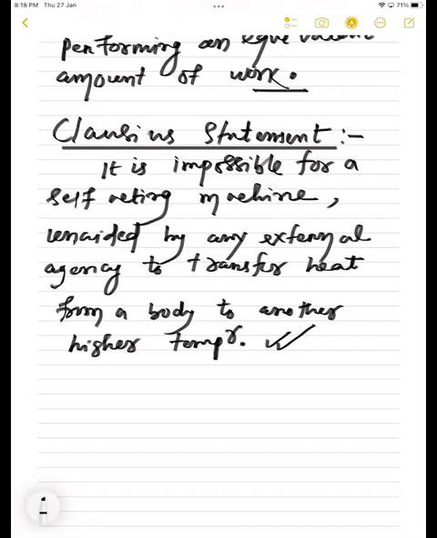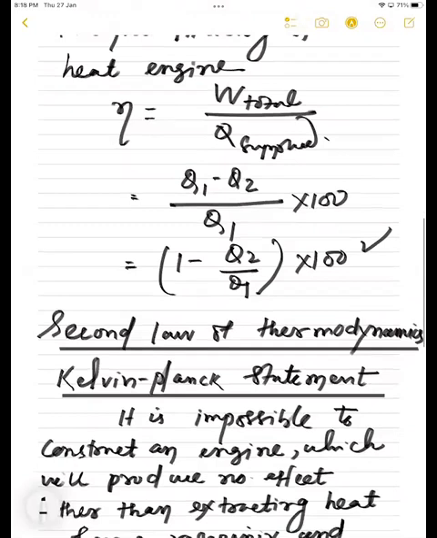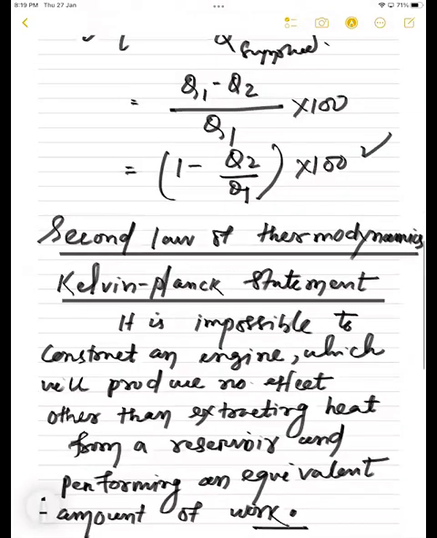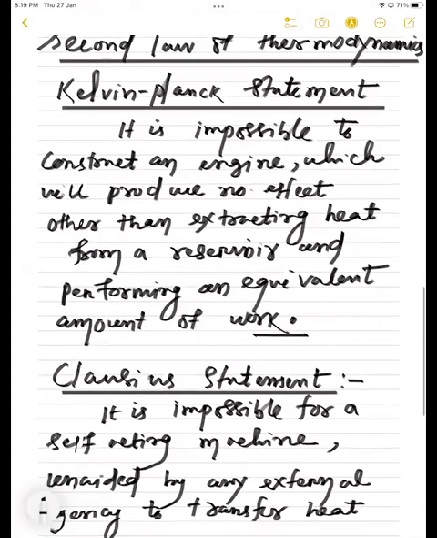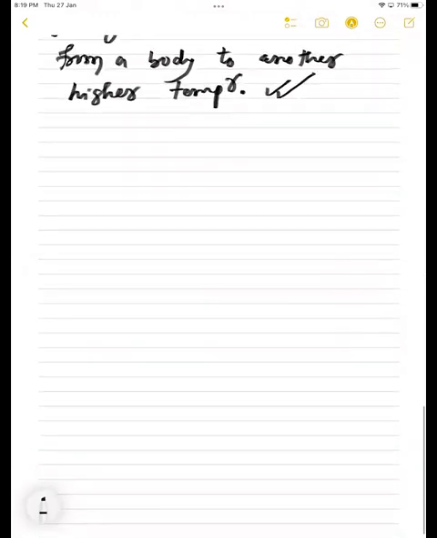That means, students, in a refrigerator, it is the heat supplied divided by the total work done. So that is the efficiency we are taking, and that efficiency is known as the coefficient of performance. This eta is known as the coefficient of performance, right? This is about the second law of thermodynamics, Kelvin Planck's statement and Clausius's statement, right?